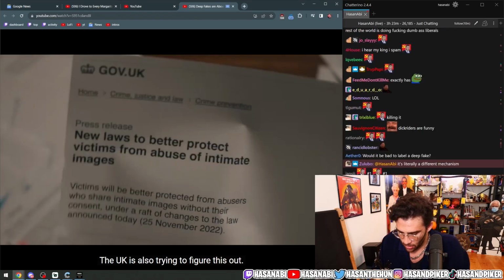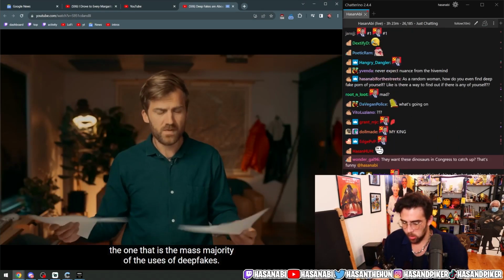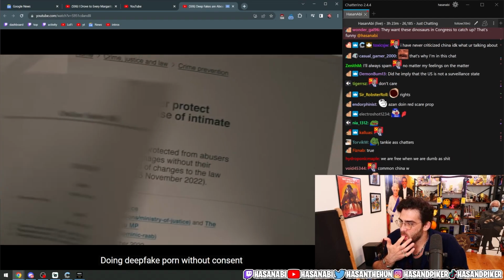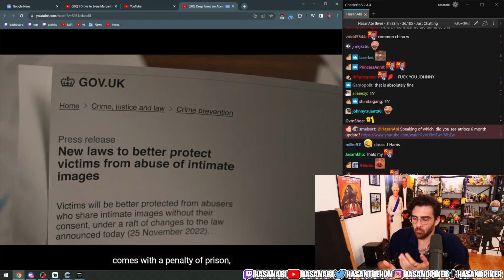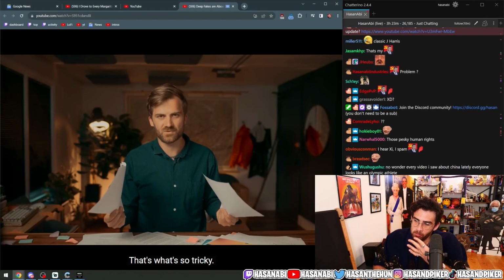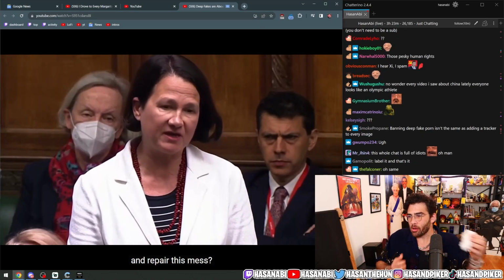The UK is also trying to figure this out. They are targeting the porn situation, the one that is the vast majority of the uses of deepfakes. Doing deepfake porn without consent comes with a penalty of prison, though it's super hard to enforce this stuff. That's what's so tricky, but they're trying. Will the government take urgent action and repair this mess?